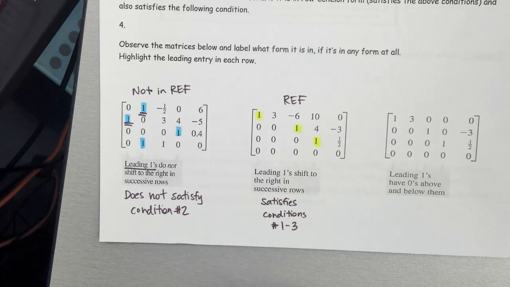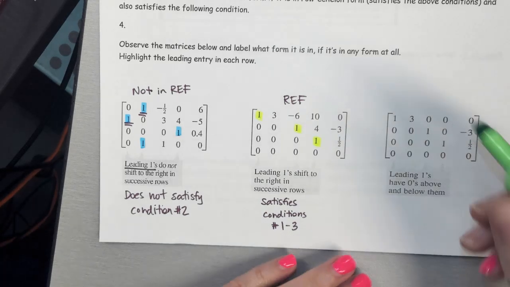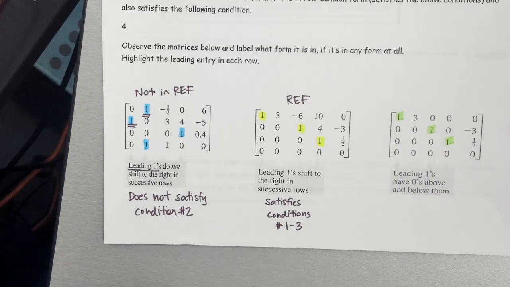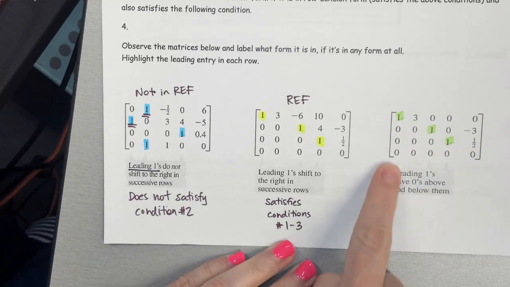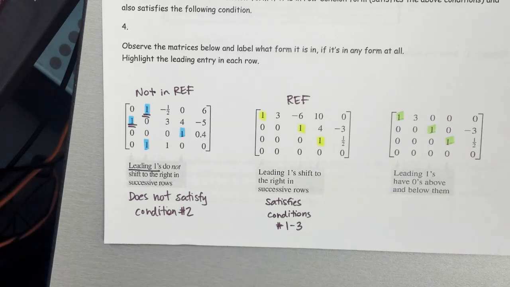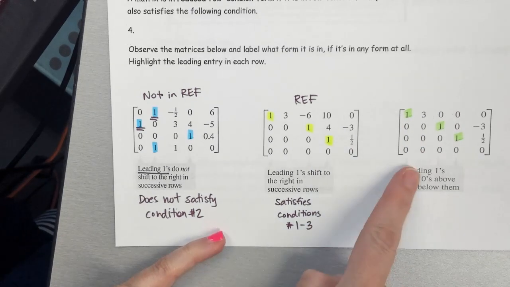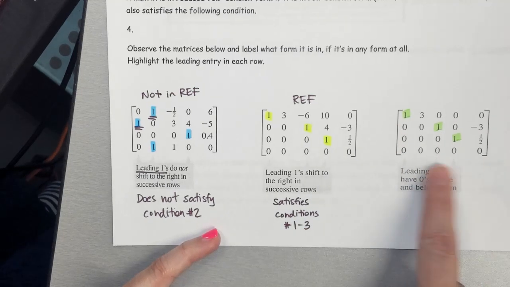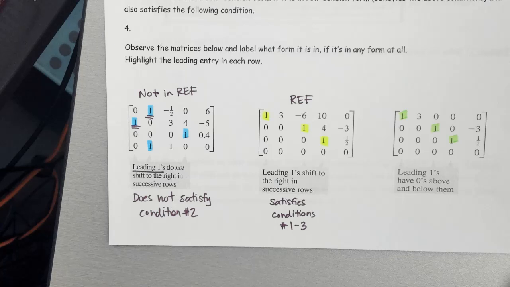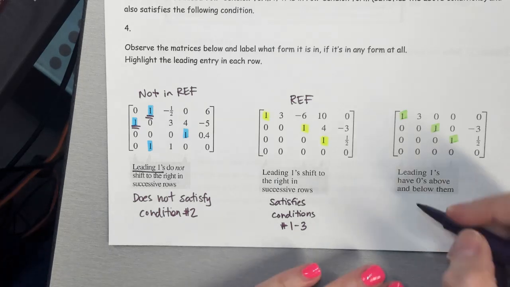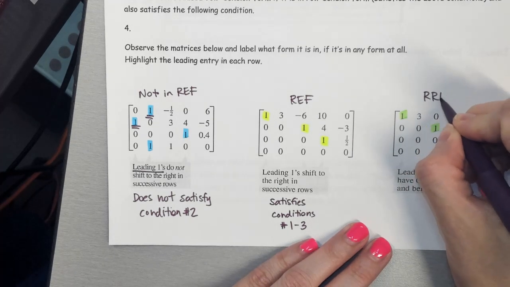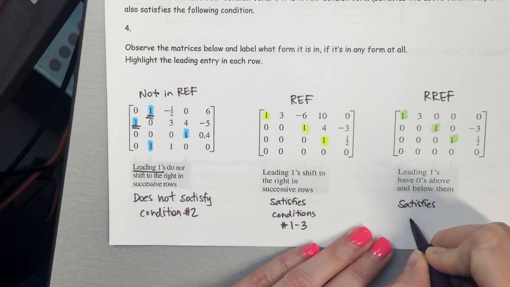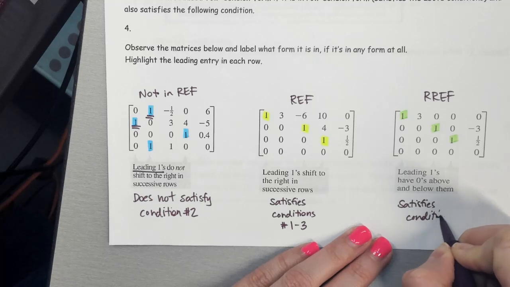0. Okay, and then the leading 1s for the last one. We have a 1, a 1, and a 1. So the leading 1s have zeros below it and above it. Okay, it doesn't matter for this one because there's no leading 1 here. Okay, and then a row of zeros is at the bottom, so we're good. All right, so this is reduced row echelon form, and it satisfies conditions 1 through 4.